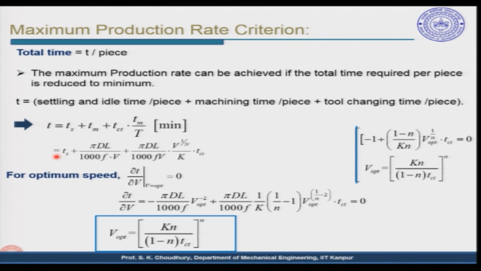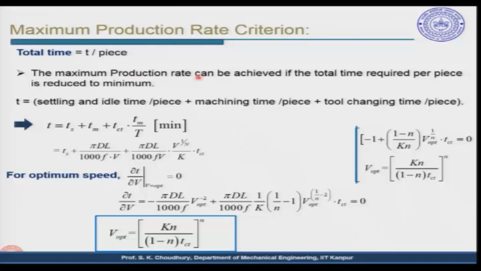Let us see the next criteria, which is the maximum production rate criteria. Here also we will take only the velocity component, and we will see what the value of the optimum velocity is at which the production rate can be maximum. To have the production rate maximum, the time taken to produce that part should be minimum. So, the idea is that we will sum up all the times taken for fabricating that part and minimize that time, so that the production rate could be maximum. So, let us do that.